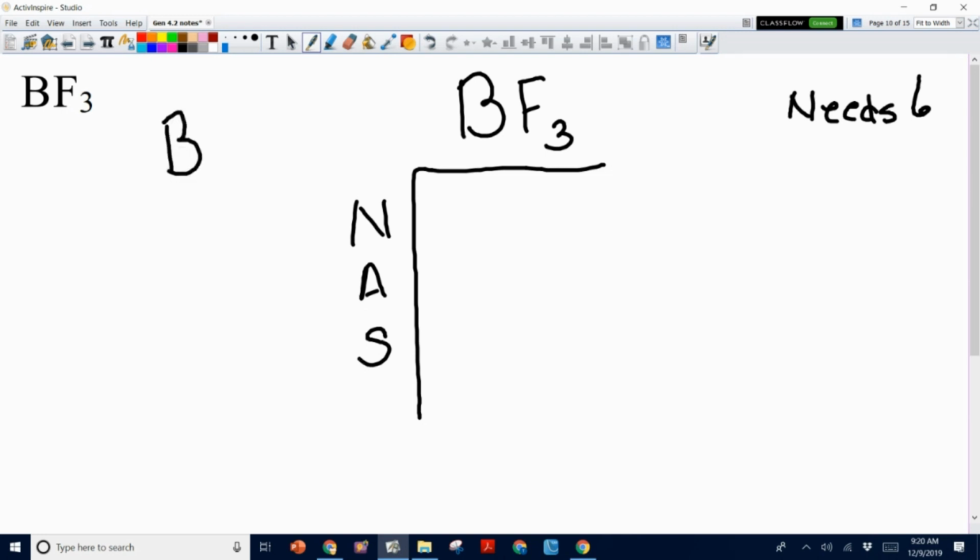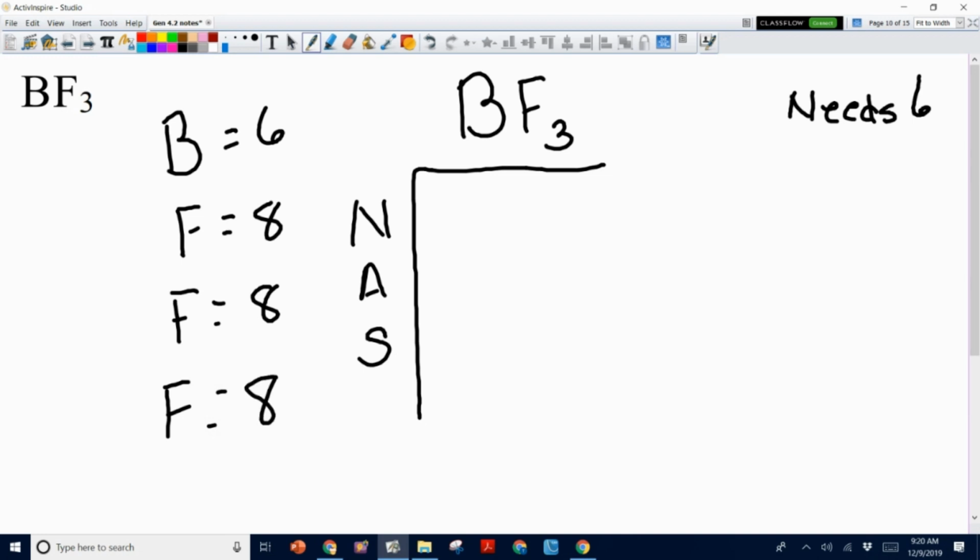So we have boron, we have 3 fluorines. Boron, I just said, needs 6. And then the fluorines need 8. So 8 times 3 is 24. So we're going to need 30 electrons here. Okay, look at your periodic table. Boron actually has 3. Fluorine actually has 7. So 7 times 3 is 21, plus 3 is 24.